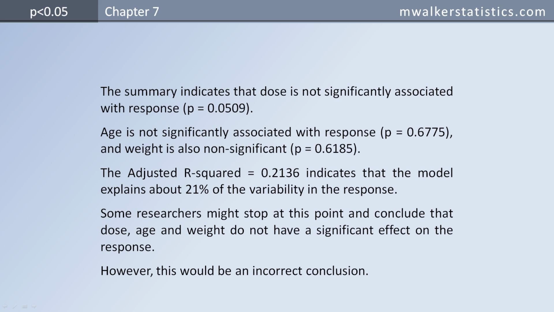And weight is also non-significant, P equals 0.6185. The adjusted R squared equals 0.2136, which indicates that the model explains about 21% of the variability in the response. Some researchers might stop at this point and conclude that dose, age, and weight do not have a significant effect on the response. However, this would be an incorrect conclusion.